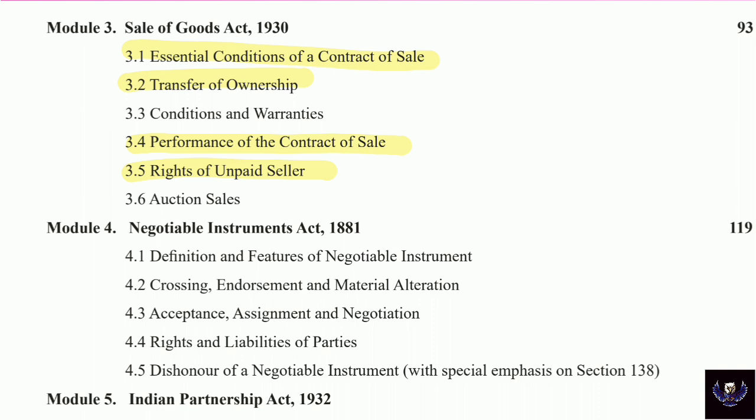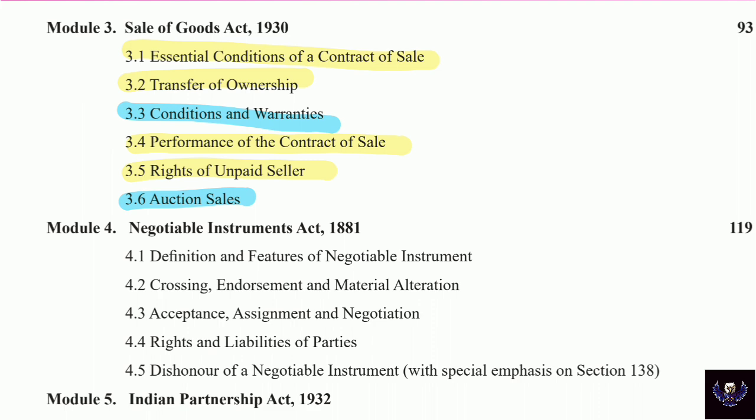Then conditions and warranties and auction sales will be fine with a single reading, because in auction sales it is mostly about when the auction sale is said to be complete, when there is a transfer of ownership, who has to bear the loss, who has the ownership. In those, optional questions will be given. When it comes to conditions and warranties, there is nothing specific: what is a condition, what is a warranty, what is the difference between conditions and warranties?